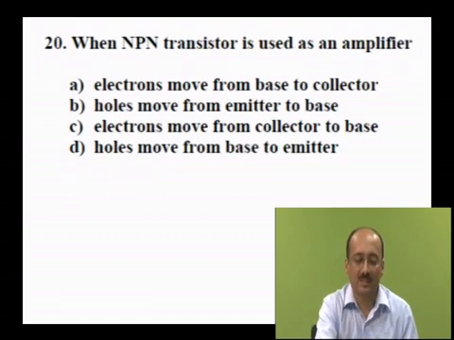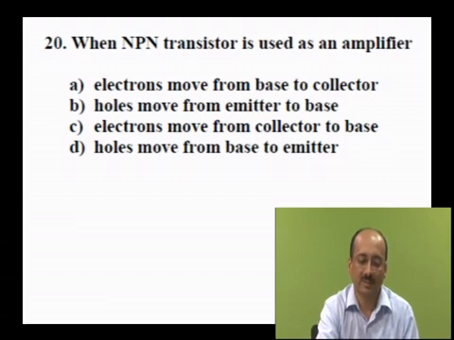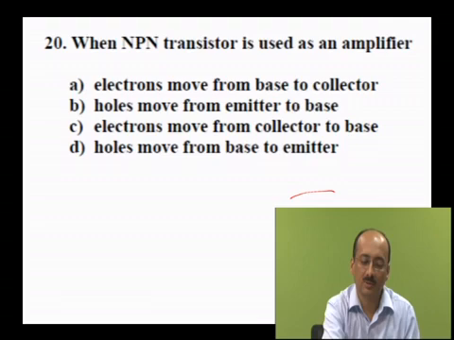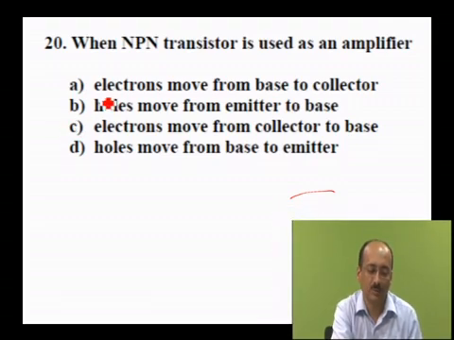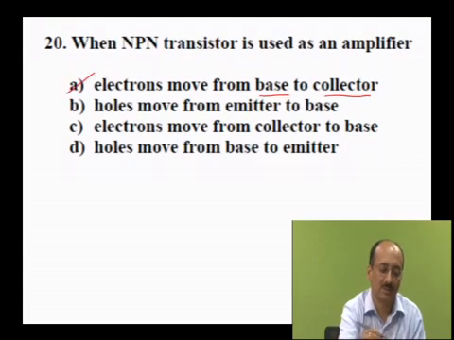When an NPN transistor is used as an amplifier, the options are: electrons move from base to collector, holes move from emitter to base, electrons move from collector to base, holes move from base to emitter. In an NPN transistor, the majority charge carriers given from the emitter are electrons. They move from emitter to base first, and then they will be collected by the collector. So you can say in which of the cases that is true. They have given electrons move from base to collector, and once they reach the base, they have to go to the collector. So choice A is suitable. You have to rule out the other three. Electrons move from base to collector, the collector collects those electrons. A is the choice.